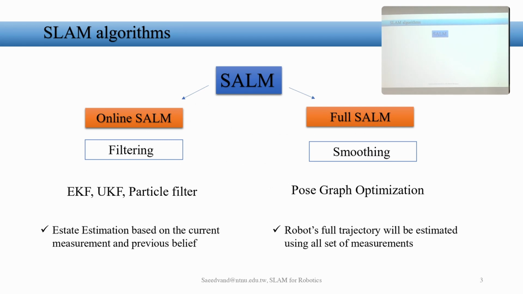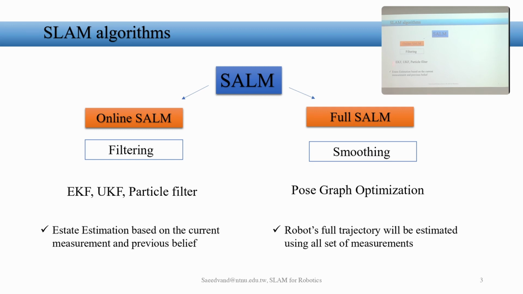Let's see what's happening. First of all, we said that in SLAM we have two general classes of algorithms. One class is online SLAM, in which we are doing the filtering, like we've learned: extended Kalman filter, unscented Kalman filter, particle filter. They are mostly for state estimation based on the current measurement and previous belief.